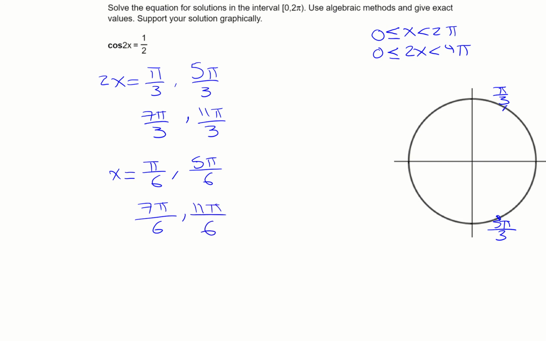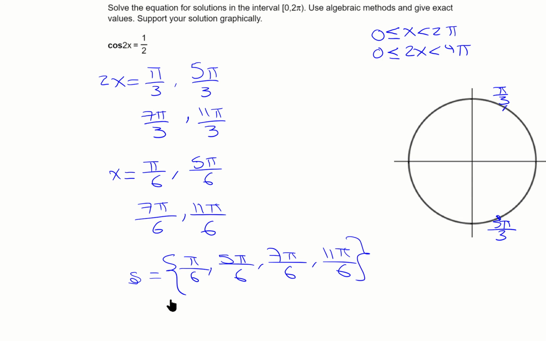So we have actually 4 solutions, and if we're writing a solution set, we just put all of those in. So pi over 6, 5 pi over 6, 7 pi over 6, and 11 pi over 6. Solution sets are the format we use to represent solutions of an equation in modern mathematics. All right, and that should be that for this problem.